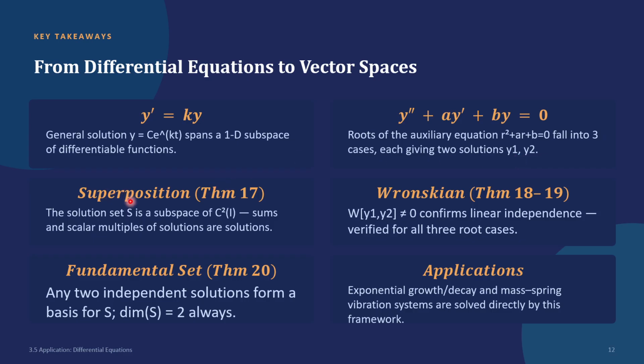And then for the superposition, Theorem 17, the solution set is a subspace of C squared of the interval. It is the sum of scalar multiples of the solutions. And for the Wronskian, Theorems 18 and 19, the Wronskian of y1 and y2 is not equal to 0, which confirms that linear independence is verified for all three root cases.